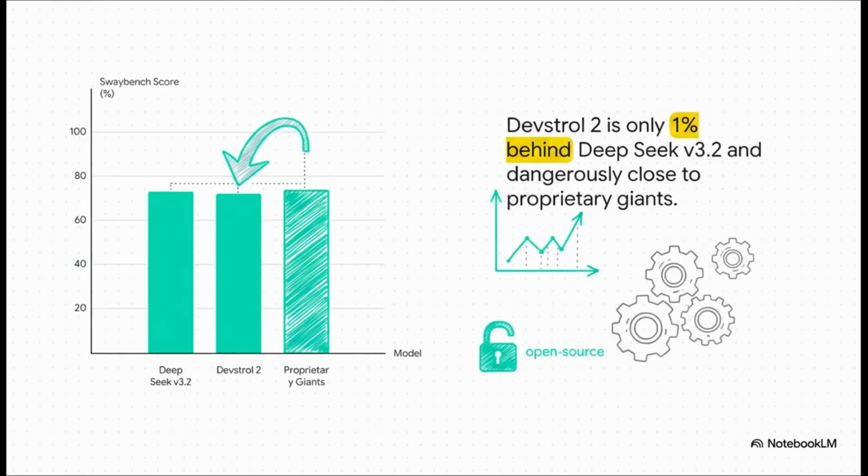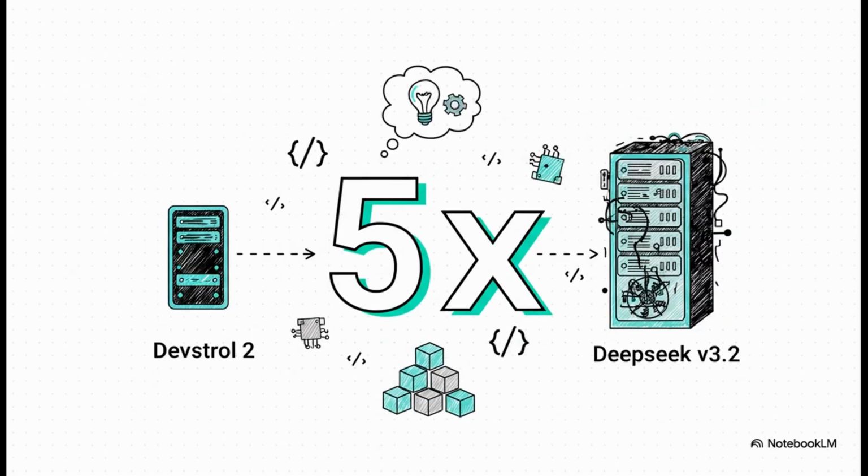And what's wild is just how close it gets to the very top. It's just 1% behind the leader, DeepSeek version 3.2. And it's getting dangerously close to the performance of those massive proprietary models from places like Google and Anthropic, all while being completely open source. And here's the kicker. It's achieving this top-tier performance while being 5 times smaller than its main rival, DeepSeek v3.2. That size difference is a huge, huge deal when you actually want to deploy this thing.